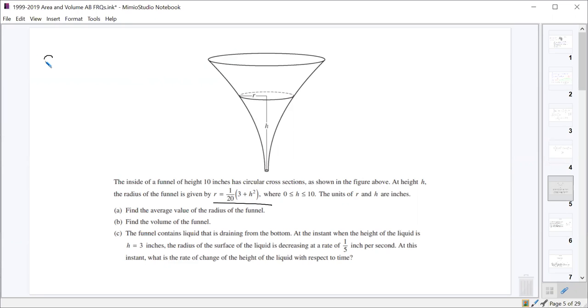So for part A, the mean value theorem for integrals says 1 over b minus a, right? So what is b minus a? 10 minus 0, because we're going from 0 to 10. Times the integral from 0 to 10 of the radius function, 1/20th of 3 plus h squared dh. So that's your integral setup for the average value of the radius of the funnel.